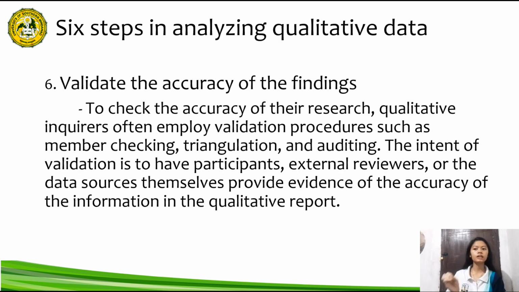The next step is that they validate the accuracy of the findings. So to check the accuracy of the research, qualitative inquiries often employ validation procedures such as member checking, triangulation, and auditing. The intent of validation is to have participants, external reviewers, or the data sources themselves provide evidence of the accuracy of the information in the qualitative report.